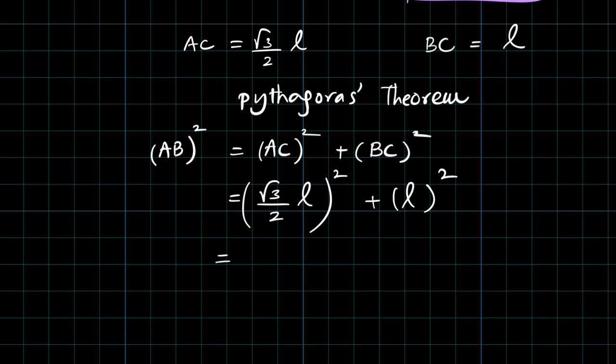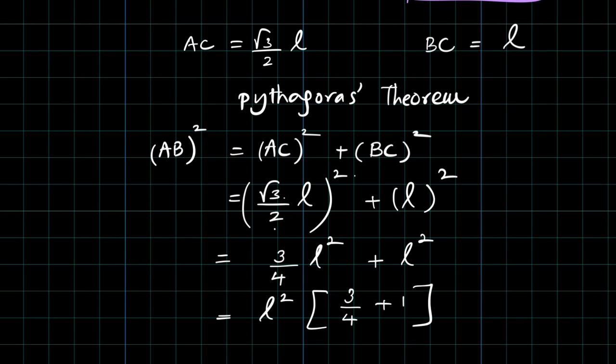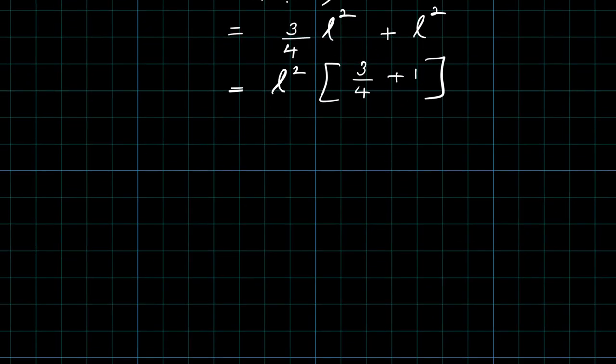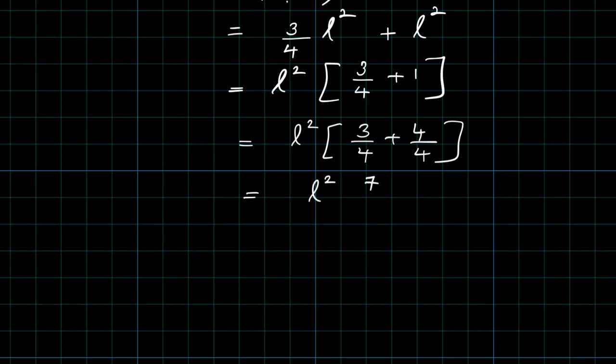We have to play around with indices and fractions. Root 3 squared is 3, 2 squared is 4, L squared is L squared, and this is also L squared. Let's take L squared common out, and this is 3/4 plus 1. Again, we are dealing with the very basics of maths. That is L squared, 3/4 plus 4/4. I have written 1 as 4/4. So therefore, this is L squared, 7 over 4. This equals AB squared.